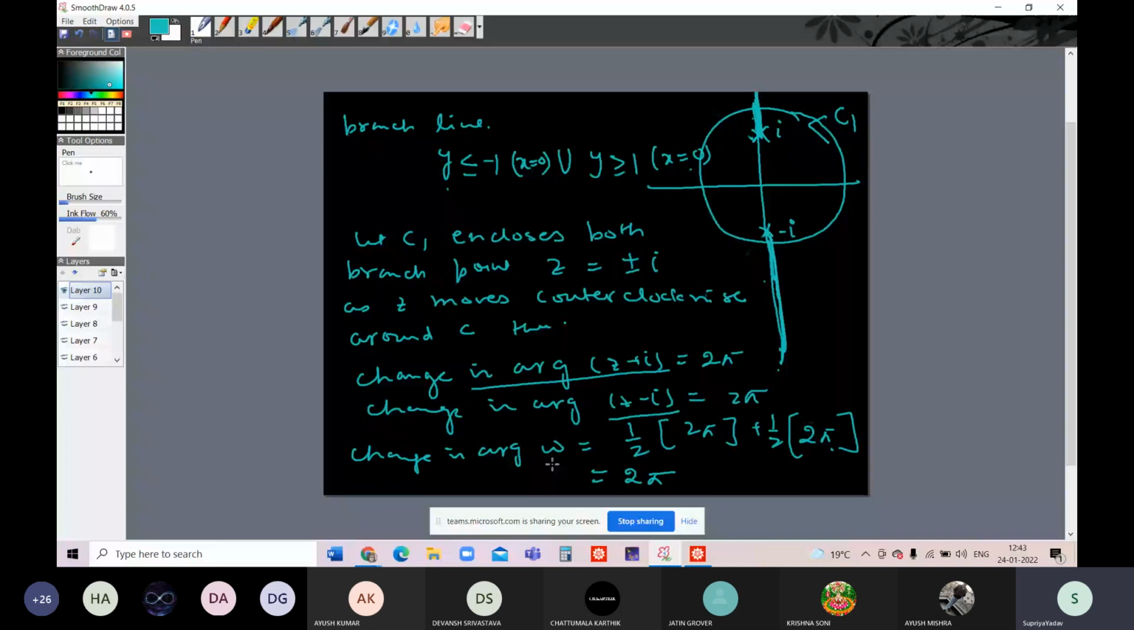So for this, there will be no change in the branch of f(z). Okay, so this was the example related to a multi-valued function, where we have discussed the branch point.